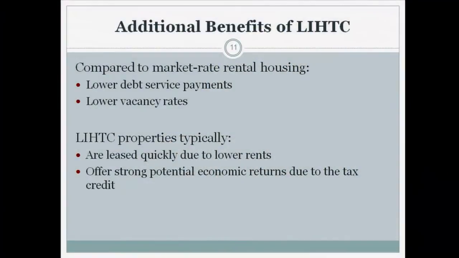It says here you also have lower vacancy rates. That's not always true, but generally speaking, a tax credit deal is going to necessarily, and through the program restrictions, set the rents at a lower level. And therefore, at lower level rents, you're going to compete better in the market, and you're, in theory, going to have a higher occupancy rate and lower vacancy rates. Tax credit properties also typically are leased quickly due to the lower rents that I just talked about. So in general, the idea is you're bringing your rents down to a level that competes better than the market, and you can lease up more quickly.